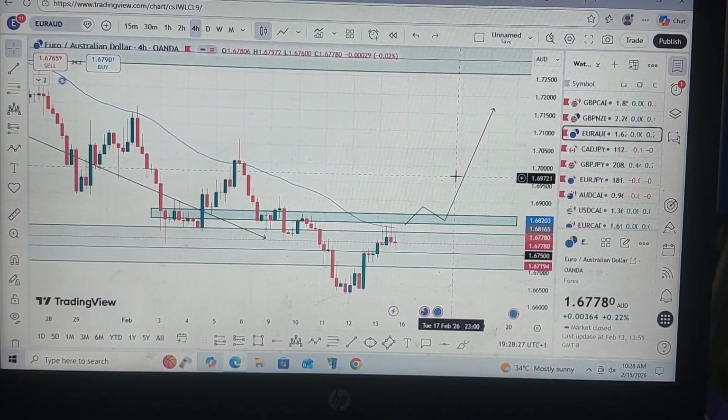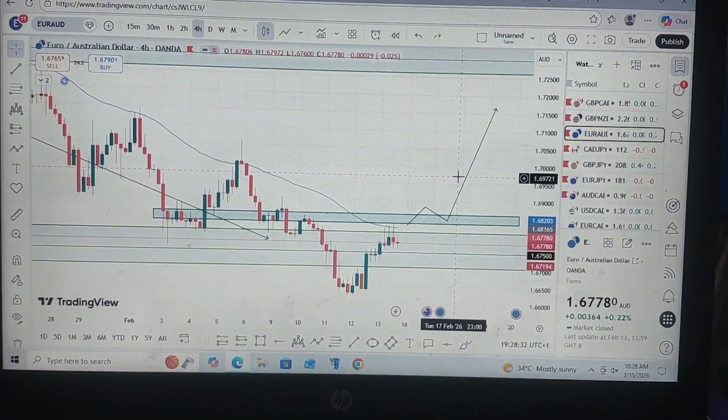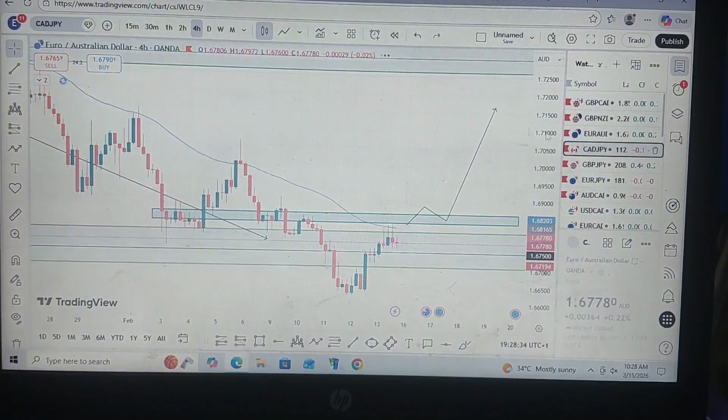The next pair on my list is CAD JPY. Let's go to the CAD JPY.